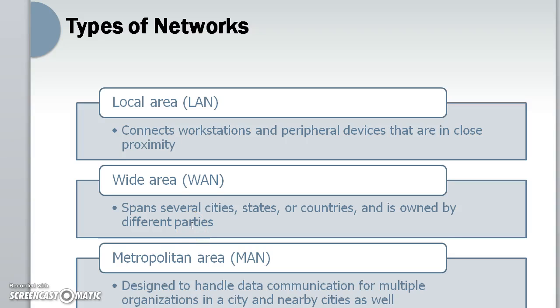Part, we are going to talk about different types of network. We will focus on three major types of networks that are out there. First is local area network. Then we have the wide area network, which is called WAN, and then we have the metropolitan area network, which is called MAN.